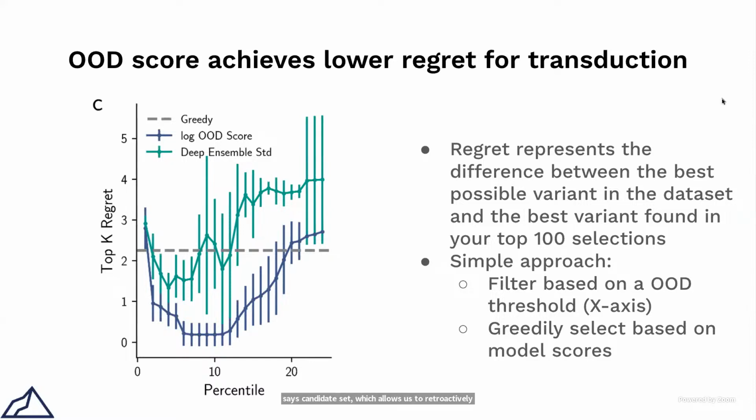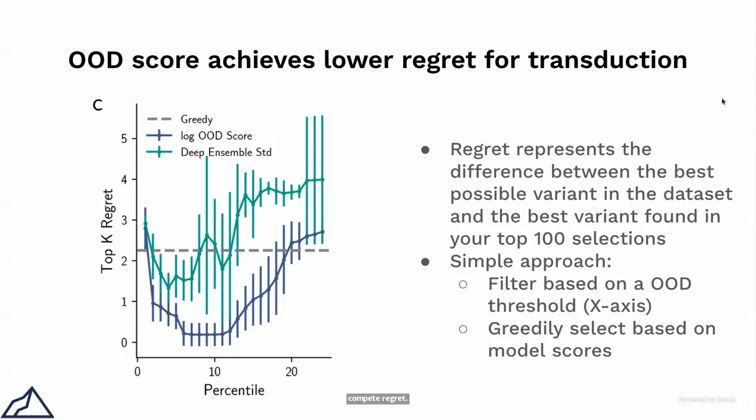So if you were to only have been able to pick a small subset of the sequences, how well would you have done? So regret here represents the difference between the best possible variant in the entire candidate set and the best variant found in your top 100 selection. So the very simple thing to do would be to sort the list from highest to lowest model scores, take the top 100, compute regret. That's the gray dotted line here.